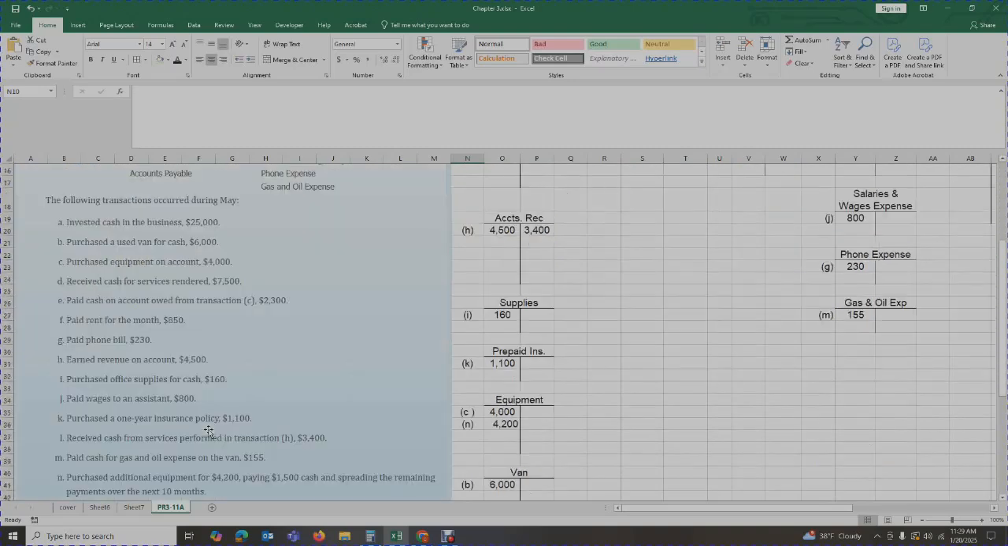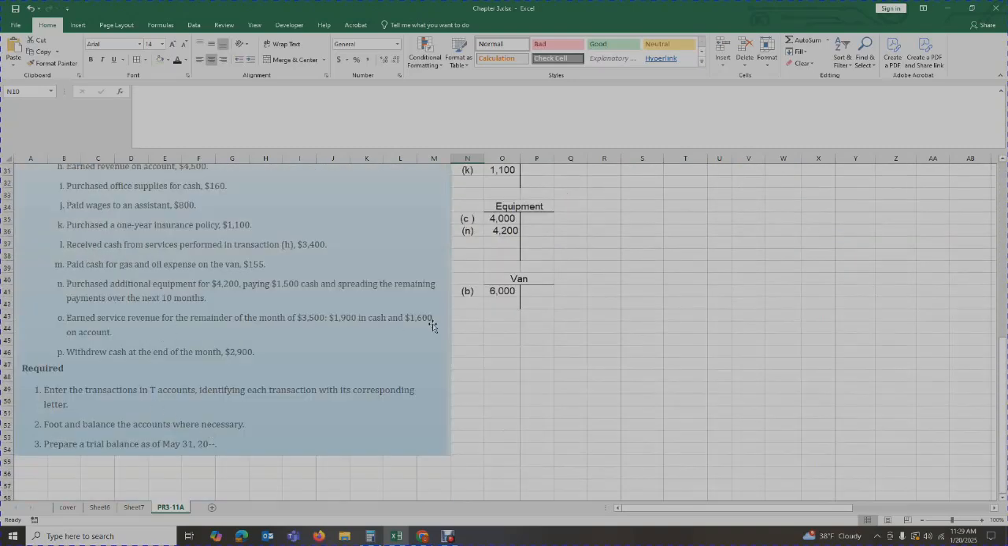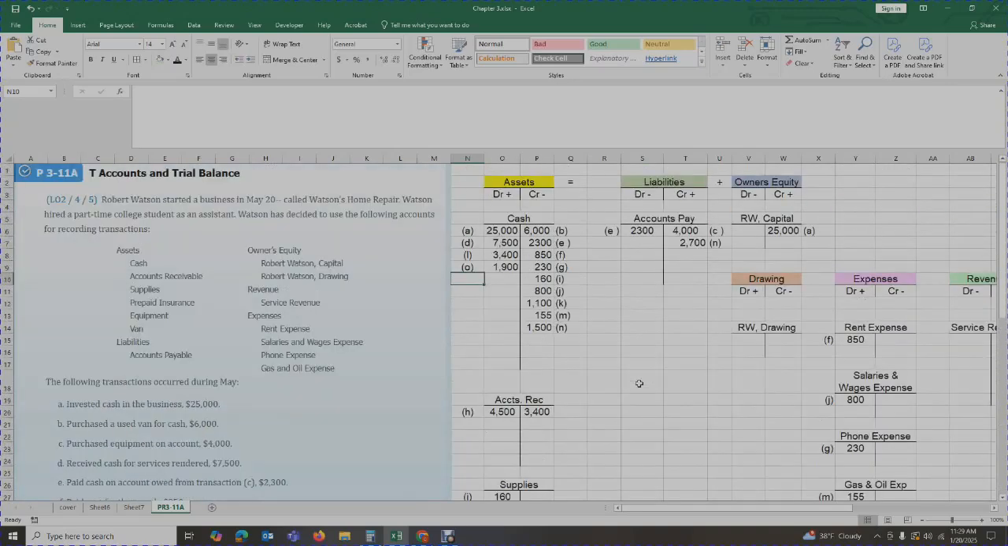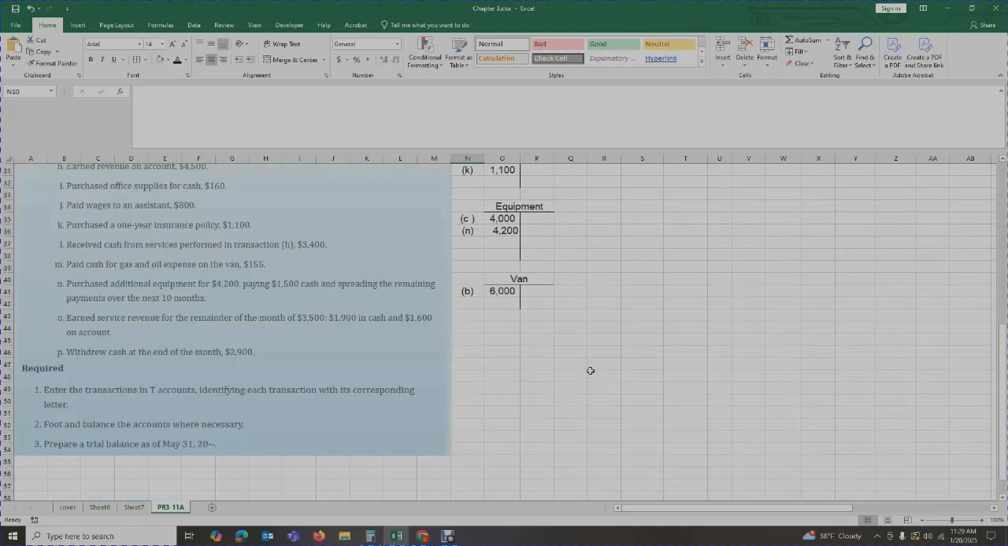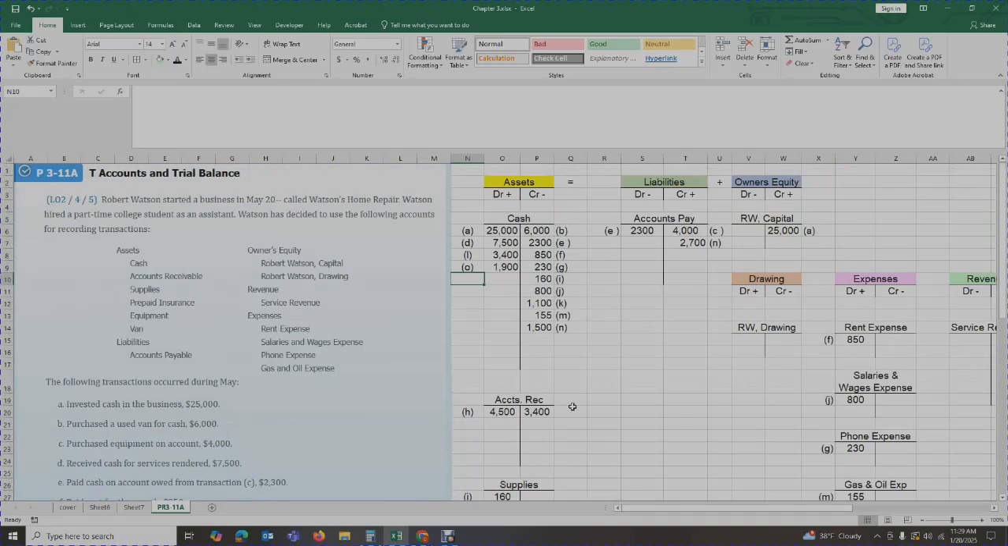Now, it also said that the remaining balance, $1,600, is on account. So if we owe that money, where are we going to put it? Or I'm sorry, it says that the $1,600 is going to be on account. We earn services for the remainder of the month. $1,900 was collected today. $1,600 is on account, which means that we're going to collect it next month or at a future point in time. So where do we put money that is owed to us? We don't owe the money. We are going to collect the money.